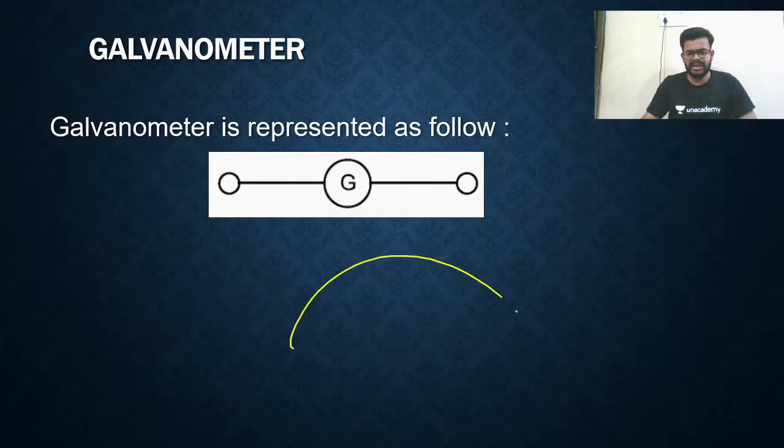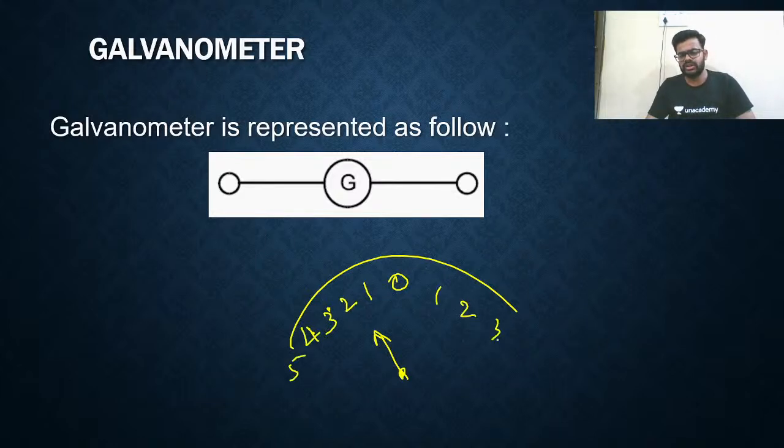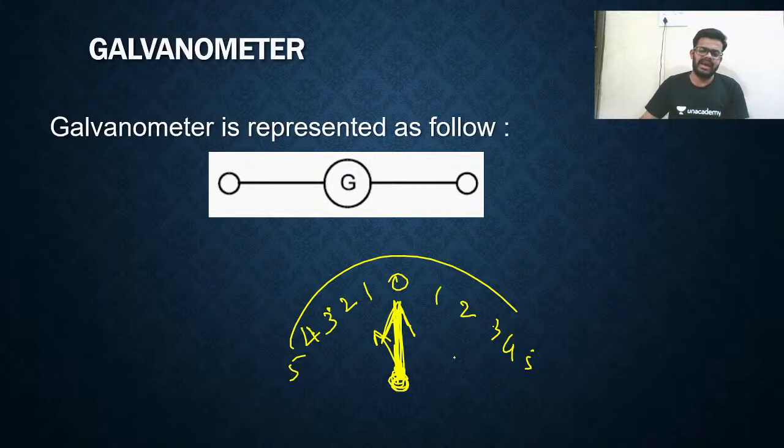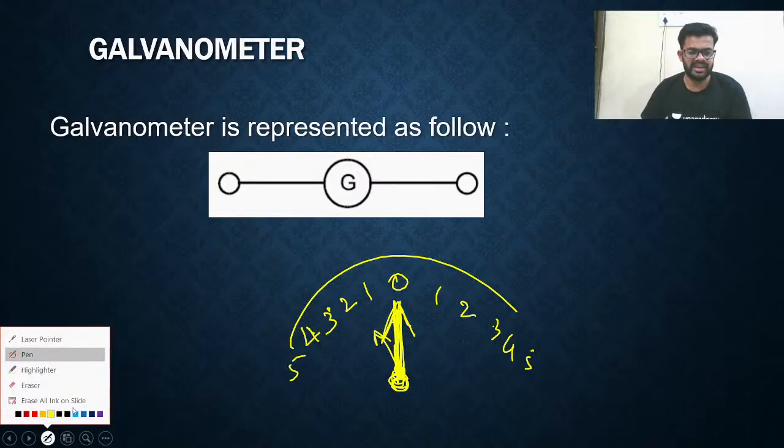Okay, so you might have seen in your labs, right? Zero here, here 1, 2, 3, 4, like that, and this side 1, 2, 3, 4, 5, like that. Initially it was at the middle. When no current is flowing, it is like this. When the current is flowing, it will deflect either left or right. It depends on the direction of current. Okay, my dear friends, such a device is a galvanometer.